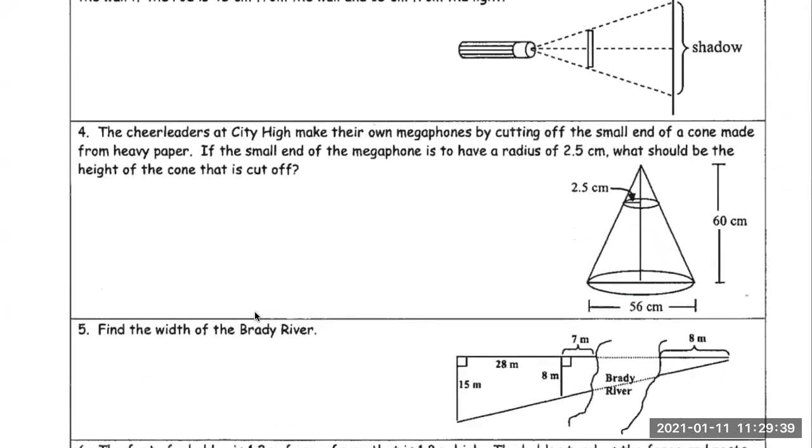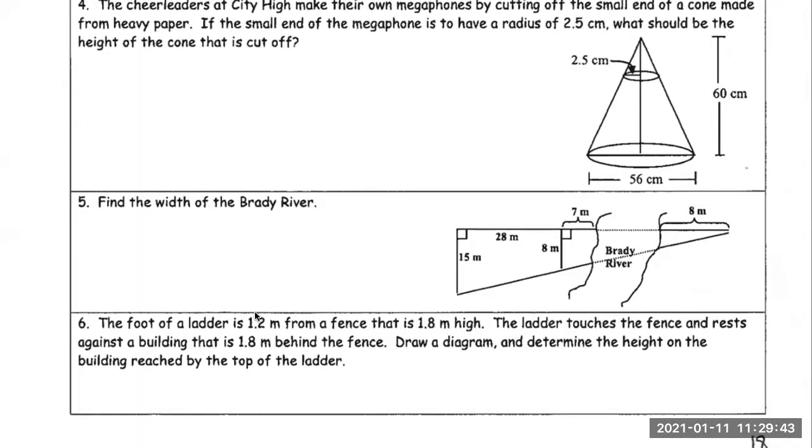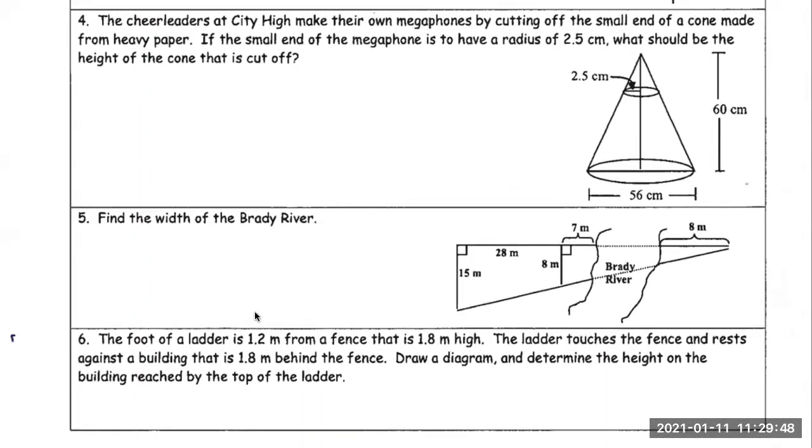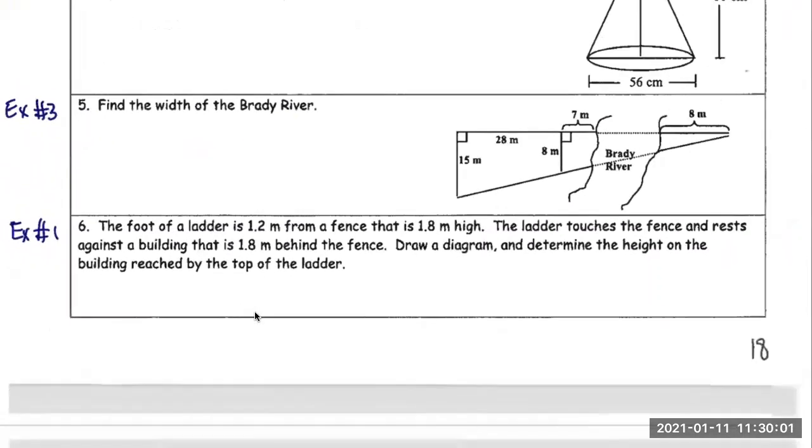On page 18, if you can go down to 4, 5, and 6, I'm going to go in the order that I think is easiest to hardest for this. So label 6 as example 1, 4 as example number 2, and 5 as example number 3. And it's okay for you to use a calculator on this homework assignment.